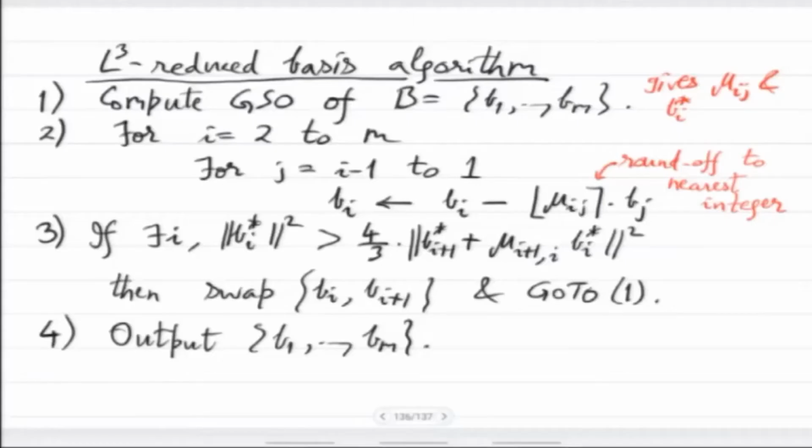So instead of mu ij, you will calculate the nearest integer, and then you will only use an approximation of mu ij. So that will be the new vectors B1 to Bm. They still generate the same lattice. Now that was the first condition for reduced basis.